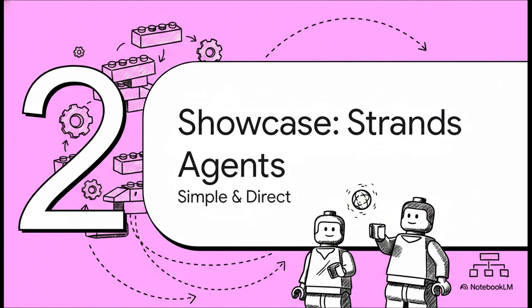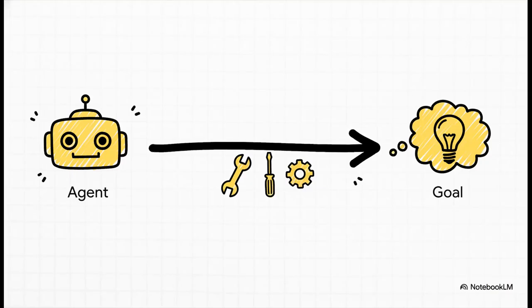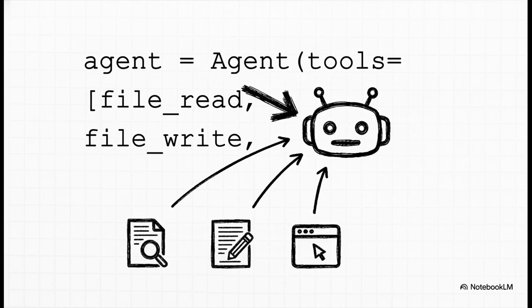Okay, let's open up our first Lego kit, Strands Agents. This is a fantastic place to start if you just want a simple, direct path to getting something built and working. Yeah, Strands is our Get It Done kit. Its whole philosophy is about direct action. You basically say, here's an agent, here are its tools, now go achieve this goal. You don't have to worry about complex flowcharts or state machines. It's perfect for tasks where the agent just needs to figure out the right tool for the job, one step at a time.